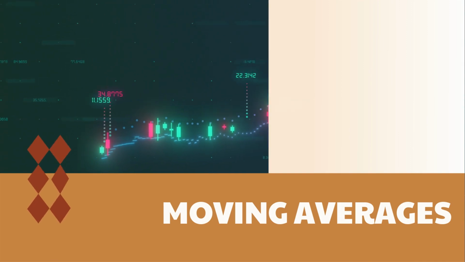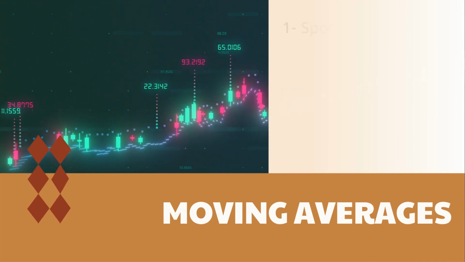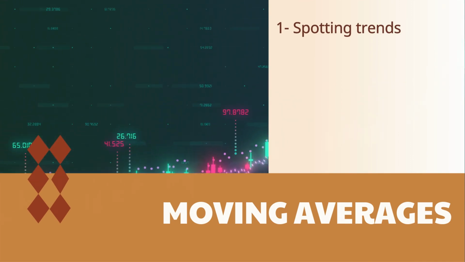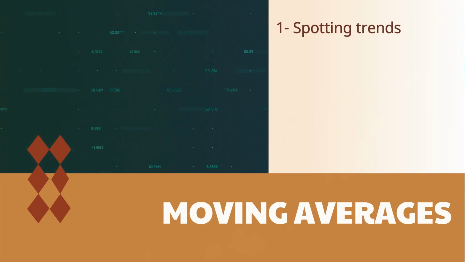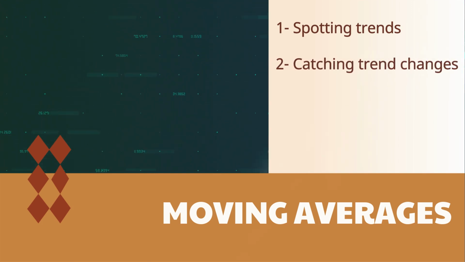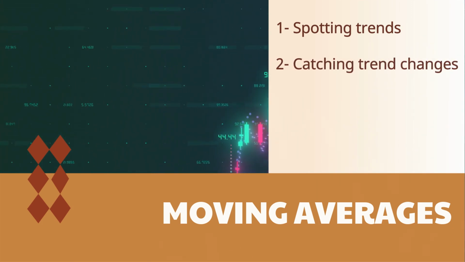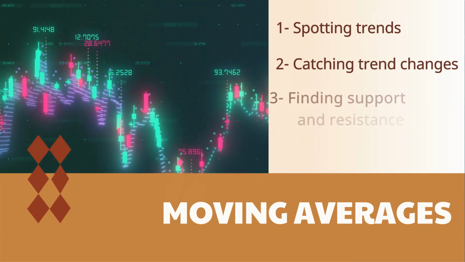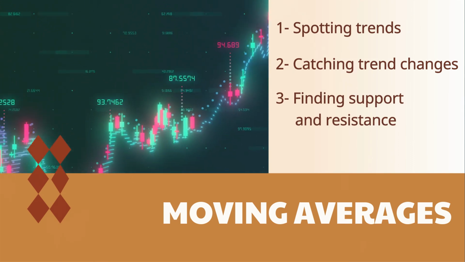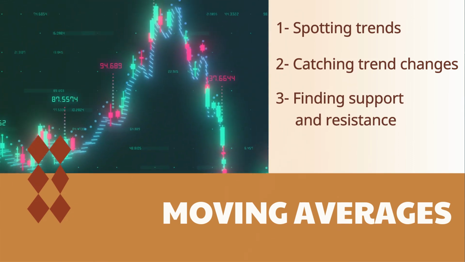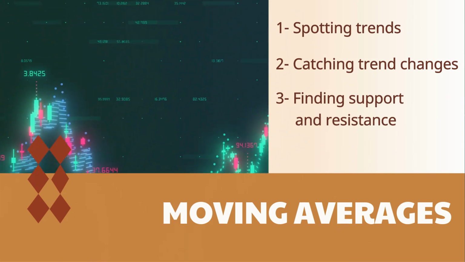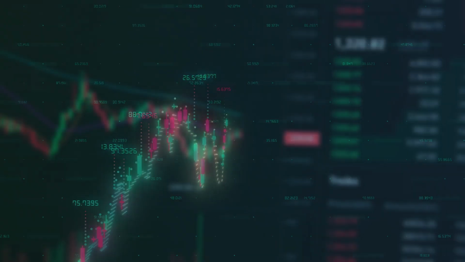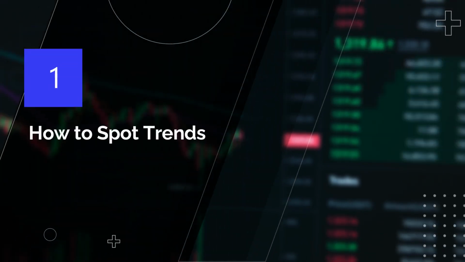Moving averages are great for 3 main things. First, spotting trends. They help us see if the prices are generally going up, down, or staying the same. And the second one, catching trend changes. When a moving average changes direction, it can signal that the trend might be changing too. And the third one, finding support and resistance. Moving averages can show us levels where prices might have a harder time going past or where they might bounce back from. So first, let's learn how to spot trends with moving averages.